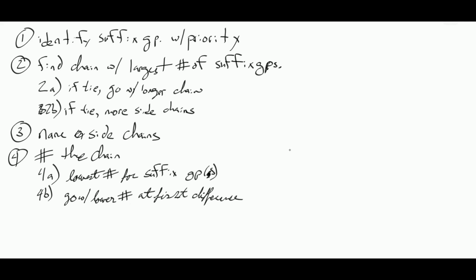Okay, so that's just meaning, you put them in alphabetical order, and then you start numbering them. The first time you encounter a difference between the two possible numbering systems, go with the one that gives you the lowest number the first time there's a difference.